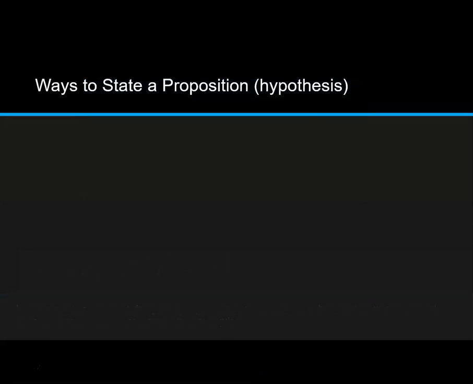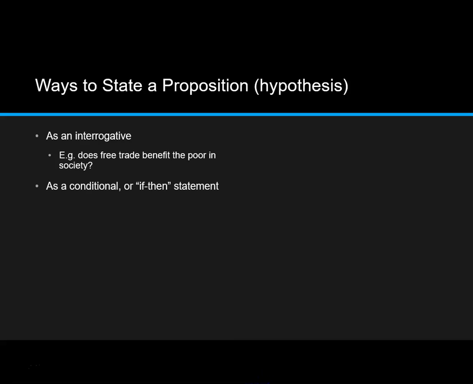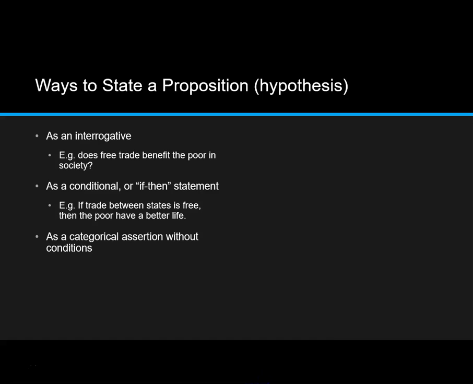So, there are several ways to state a proposition or hypothesis. As an interrogative, for example, does free trade benefit the poor in society? You can also think of it and state it as a conditional or an if-then statement. That is, if trade between states is free, then the poor have a better life. Or you can state it as a categorical assertion without any conditions. Free trade benefits the poor without exception.